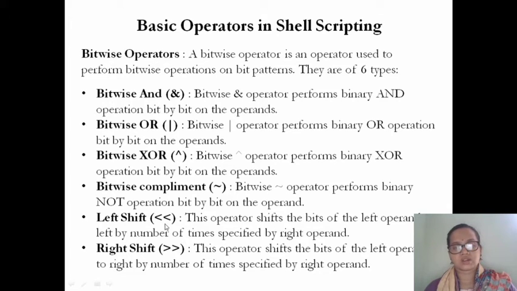The next type of operator is left shift. This operator shifts the bits of the left operand to the left by the number of times specified by the right operand. Right shift shifts the bits of the left operand to the right by the number of times specified by the right operand. This is how our bitwise operators work.